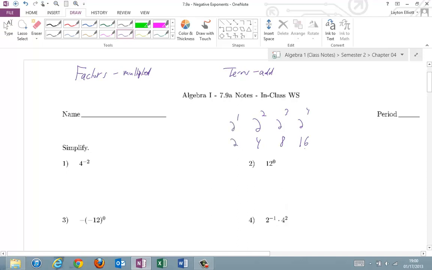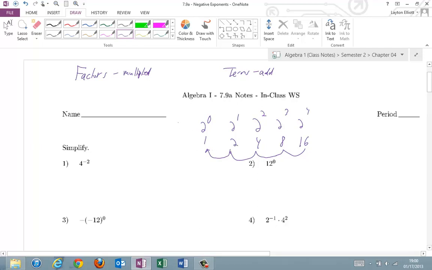So if I follow this pattern of 16 divided by 2 is 8, divided by 2 is 4, divided by 2, divided by 2. If I keep dividing by 2 to go left, I establish meaning for 2 to the 0. 2 to the 0 power is 1. This is true about anything to the 0 power.